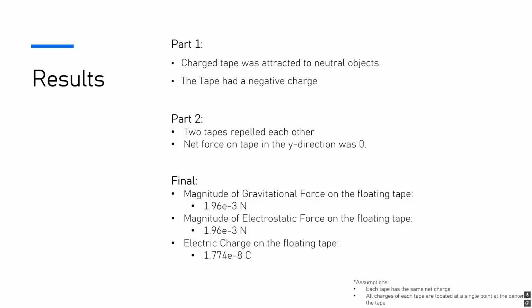In part 1, the negative or the neutral objects used were books, and for part 2, two tapes repelled each other, and the net force on tape in the y direction was 0. The final charge was calculated from measurements taken from floating one charged tape over another. Note the assumptions that were made for code and calculations at the bottom right of the slide.